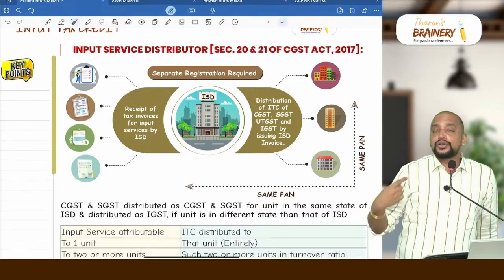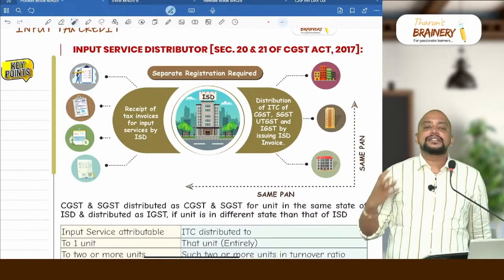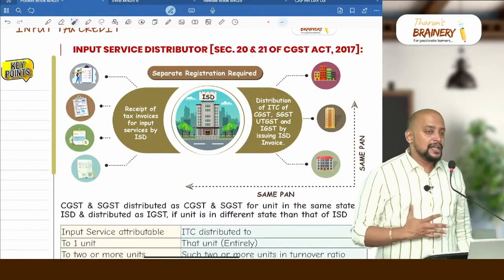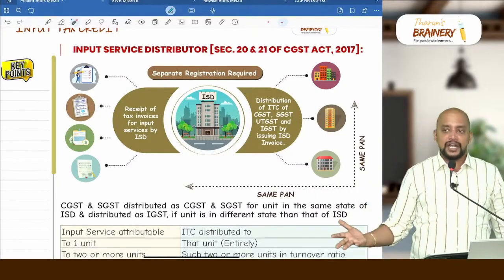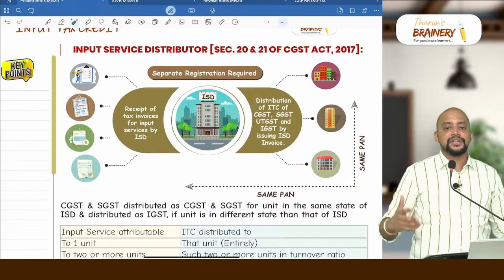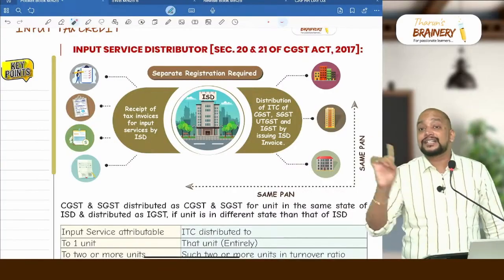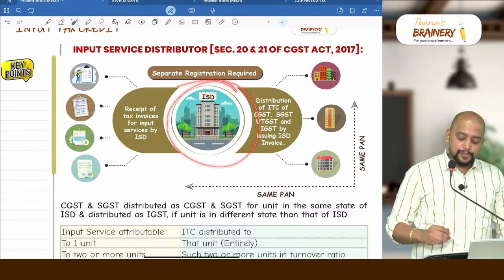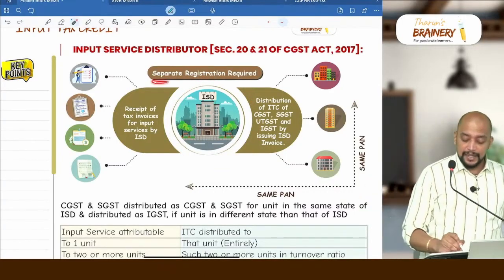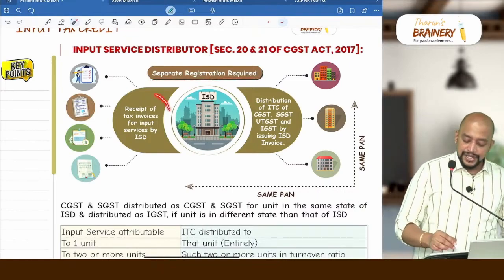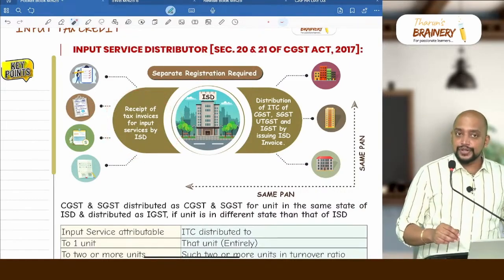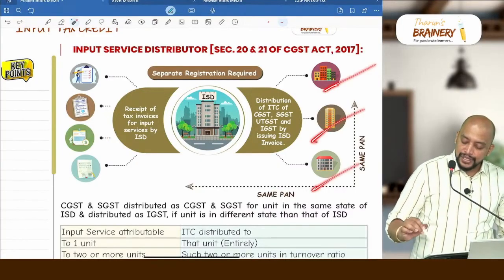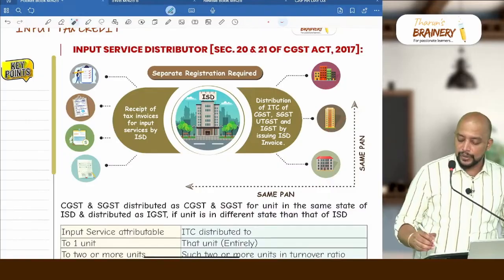And in what ratio they need to distribute the credit. If the inward supply is attributable only to one division, the entire credit will be distributed to that division. If the inward supply is attributable to more than one division, it will be distributed to all the divisions in their turnover ratio, not assets ratio, turnover ratio. Okay, say this. There is an ISD, input service distributor, and they need to get a separate registration, and they need to receive tax invoices for input services, and this ITC they will take and distribute to their divisions under the same permanent account number.